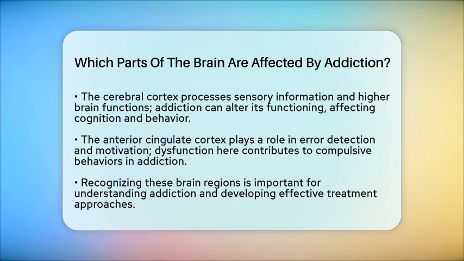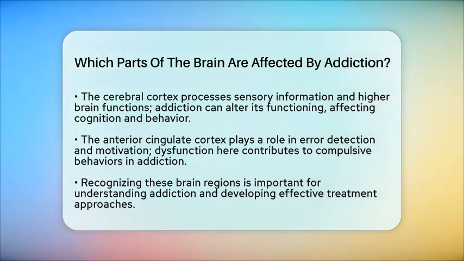Now, let's talk about the anterior cingulate cortex. While it may not be the primary focus, it plays a role in error detection and motivation. Dysfunction in this area can contribute to compulsive behaviors seen in addiction, impacting decision-making and emotional regulation.